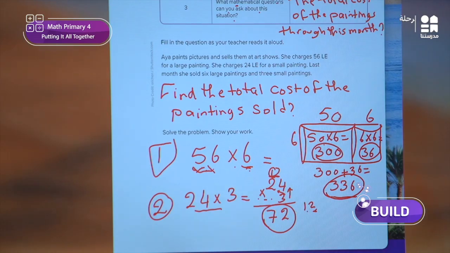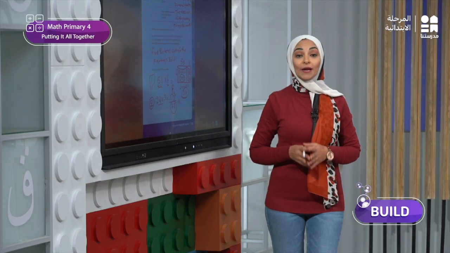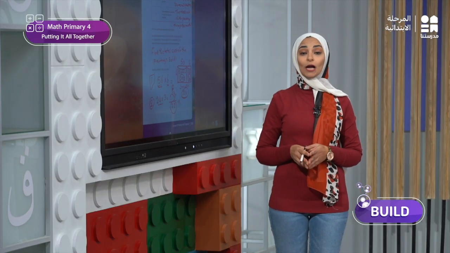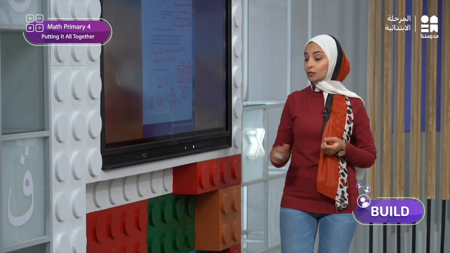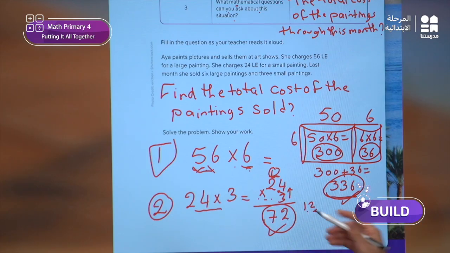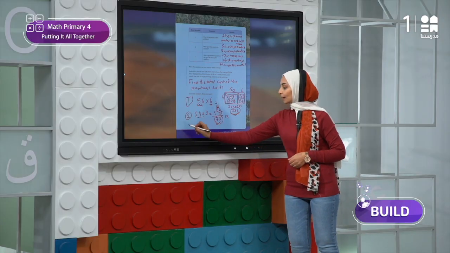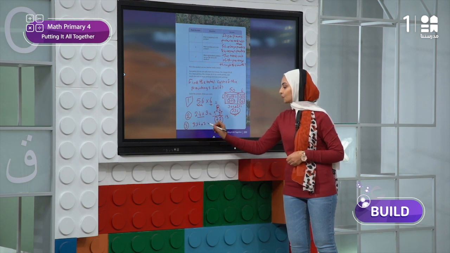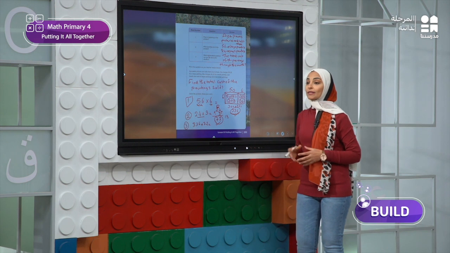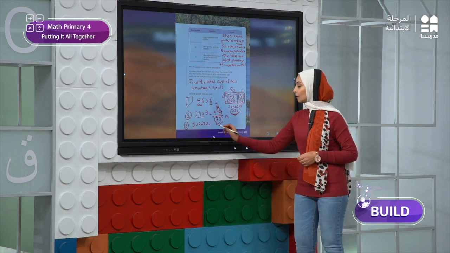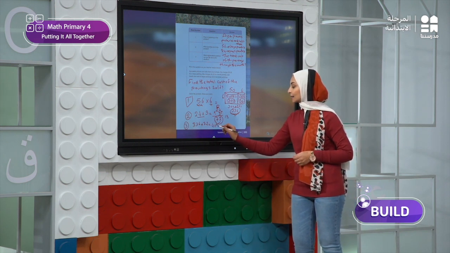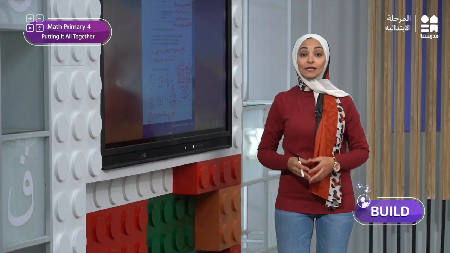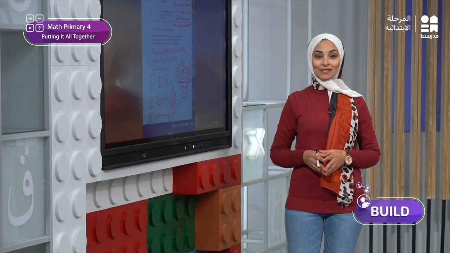And now to find the total price of all the paintings, what will I do? Of course, I will add the two prices of the large painting and the small paintings. So the total price will be, this is the third step, 336 plus 72. When you add these two numbers, the answer will be 408 LE, and this is the price of all the paintings.